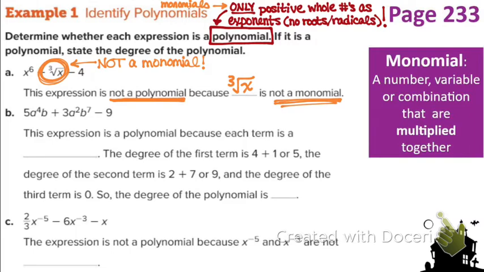What about example B? Is that a polynomial? Yes. Do we have any negative exponents? Are there any variables underneath radicals? No. Then it counts as a polynomial. Is it in one variable? How many variables do we have going on? 2 variables. This is a polynomial in 2 variables.